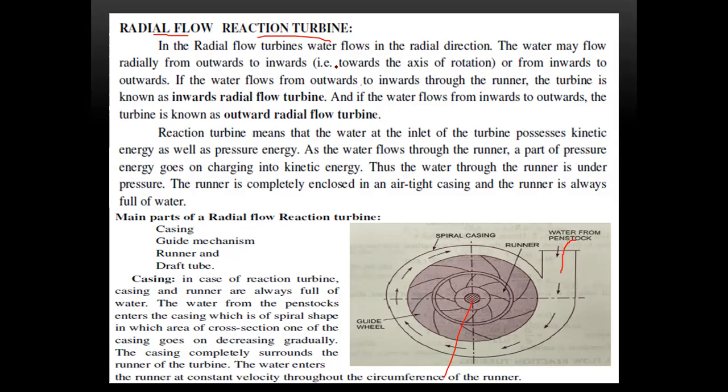This is a self study so that you can easily understand what's happening. If the water flows from outwards to inwards through the runner, the turbine is known as an inward radial flow turbine. And if the water is flowing from inwards to outwards, the flow is outward radial flow.